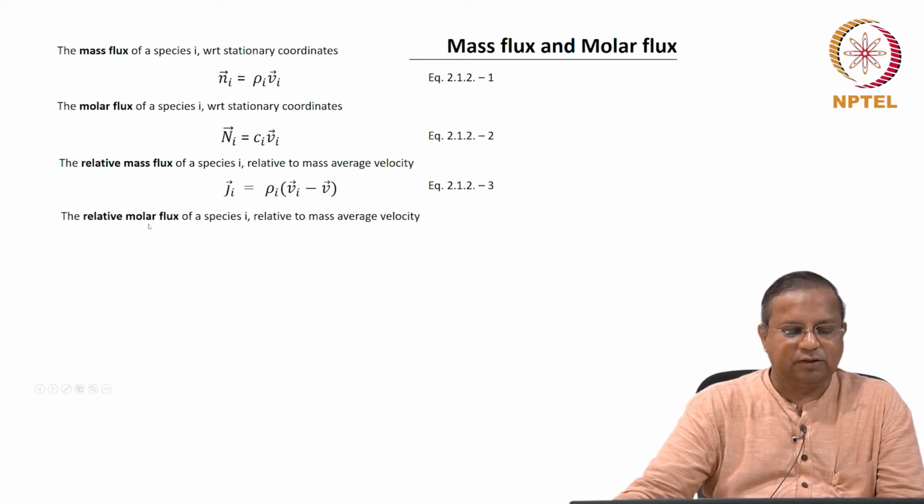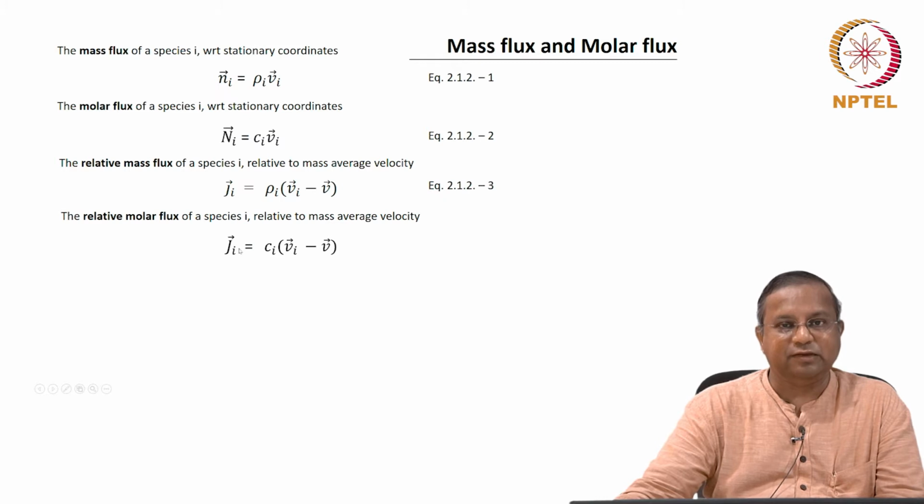2.1.2-3. The relative molar flux of species i relative to the mass average velocity is represented as capital J_i, and that is nothing but concentration times the velocity difference V_i minus V. Again, this is relativity with respect to mass average velocity. 2.1.2-4. Only a couple more.